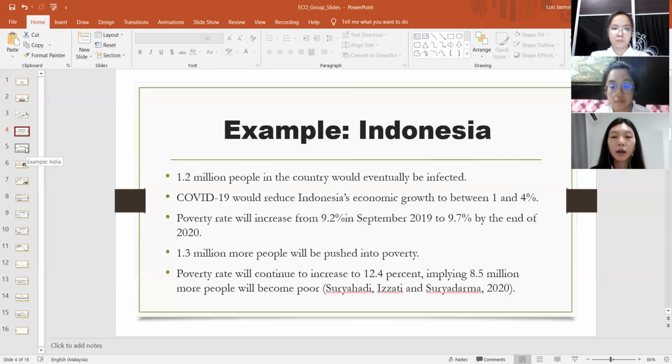Under the most severe projection, the poverty rate will continue to increase to 12.4%, implying 8.5 million more people will become poor. The latter means that Indonesia's progress in reducing poverty over the last decade would be wiped out.